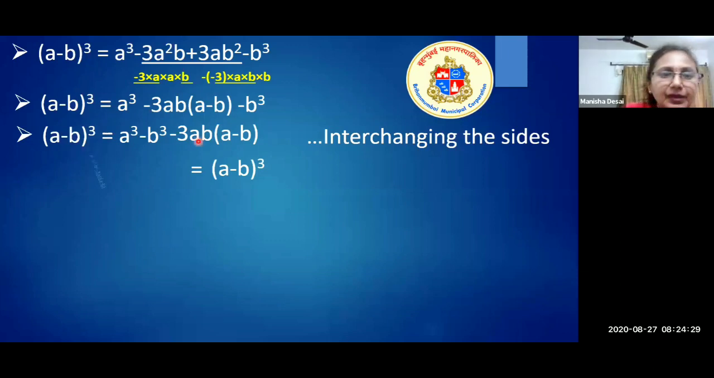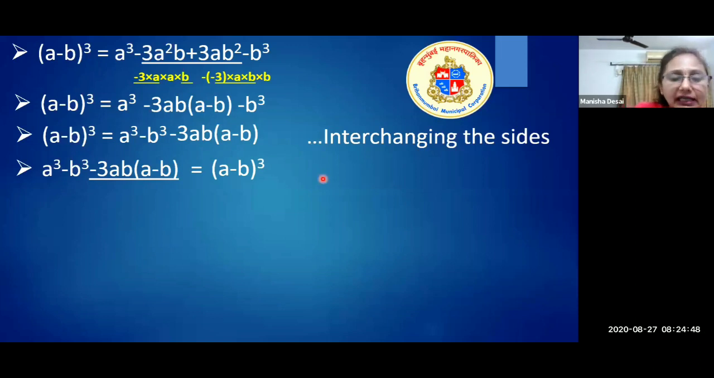Now this term a cube minus b cube minus 3ab into bracket a minus b, we have shifted to the left side. Now this term minus 3ab into bracket a minus b, we are going to shift from left to right. When we shift a single term from left to right or from right to left, its sign will change. So it can be written as a cube minus b cube is equal to a minus b the whole cube, and this term minus 3ab into bracket a minus b, we are going to shift that.